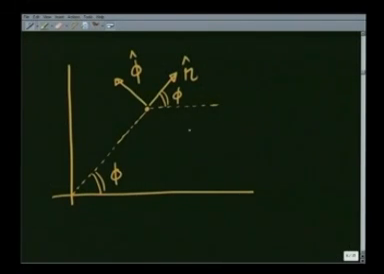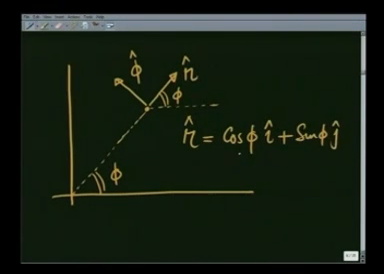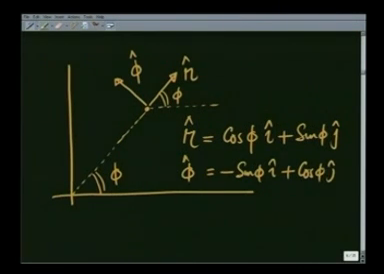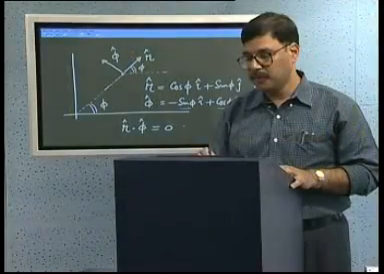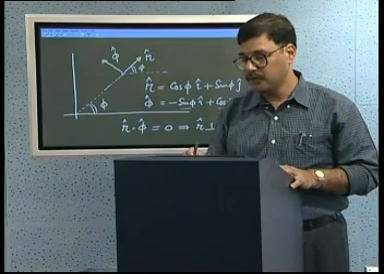You can already see that r unit vector is equal to cosine of phi unit vector i plus sine of phi unit vector j. Since cosine square phi plus sine square phi is 1, the magnitude of unit vector is obviously 1. Similarly, unit vector phi is going to be equal to minus sine of phi i plus cosine of phi j. Again, the magnitude of phi unit vector is sine square phi plus cosine square phi, which is 1. You can also see right away that r dot phi, that is their dot product, is equal to 0, which implies that the two unit vectors are orthogonal to each other.